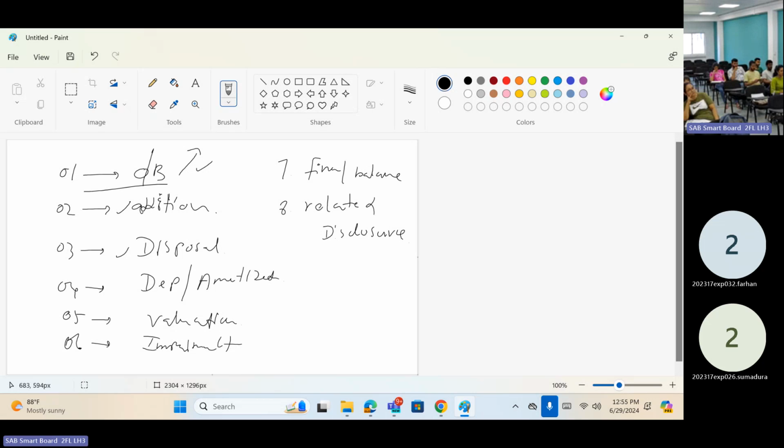And disposal. So for addition, what are the things we need to check? Addition approval and board approval. Let's say for a land addition, there should be a board approval, and then the land deed and bank statement, cash payment. Those things should be checked. Disposal, again, you can check the approval and residual value.